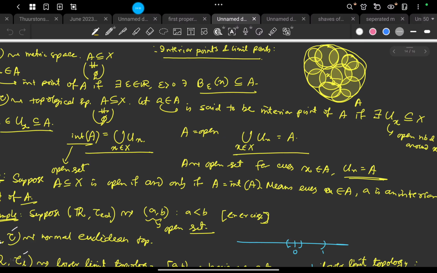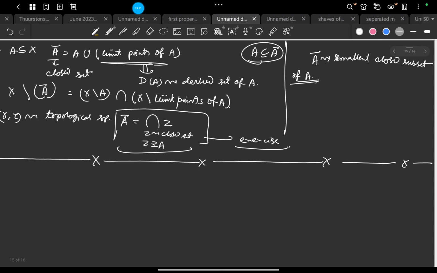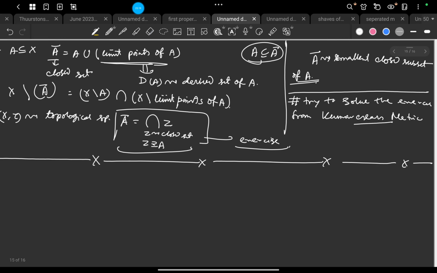So with this short lecture, I'm giving you a home task: try to solve the exercises from Kumaresan's Topology of Metric Spaces. Just try it.